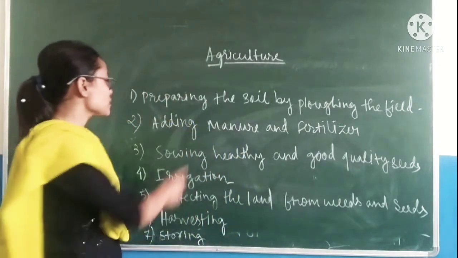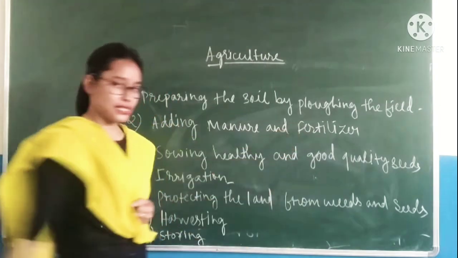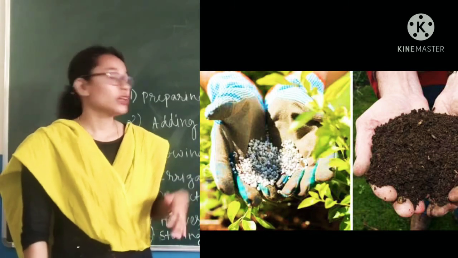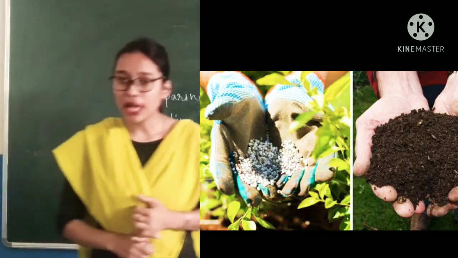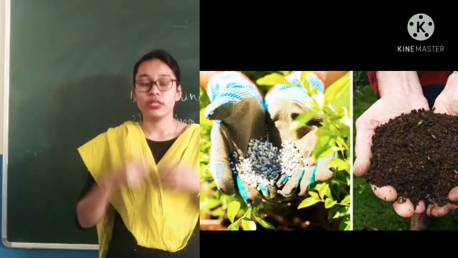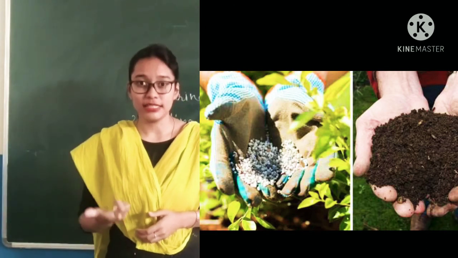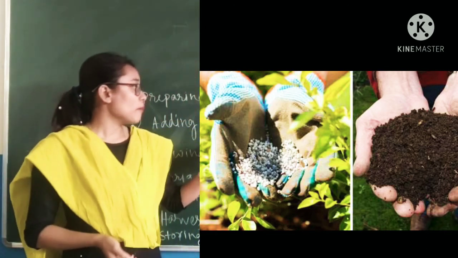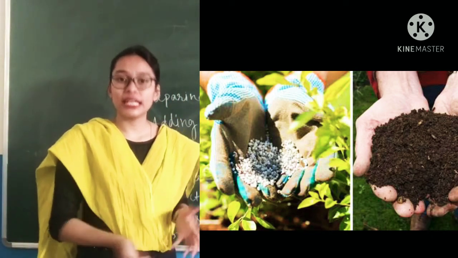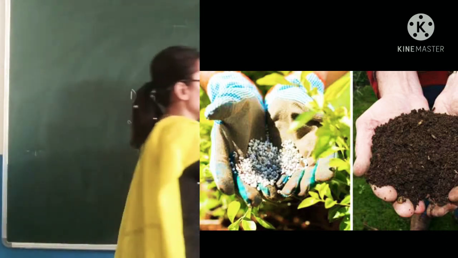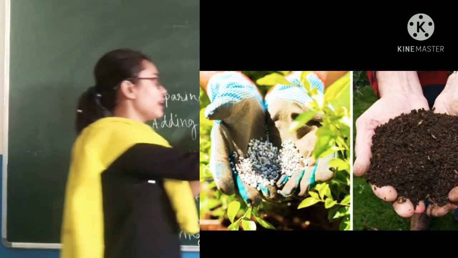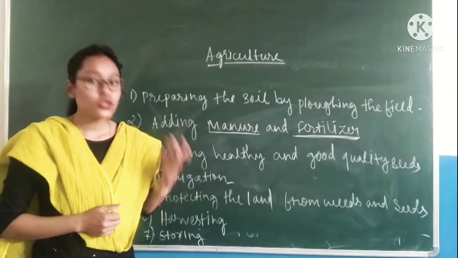Okay. Now, the next one, adding manure and fertilizers. What are these manure and fertilizers? This manure and fertilizer are nothing but nutrients. We all know that plants require air, water, nutrients, minerals. If there is no nutrient in the ground, the plant will not give better yields. So we should add manure. Manure is prepared naturally at home by using dead leaves and cow dung. On the other hand, fertilizers are artificial. So by adding manure and fertilizer, we are adding nutrients to the soil.